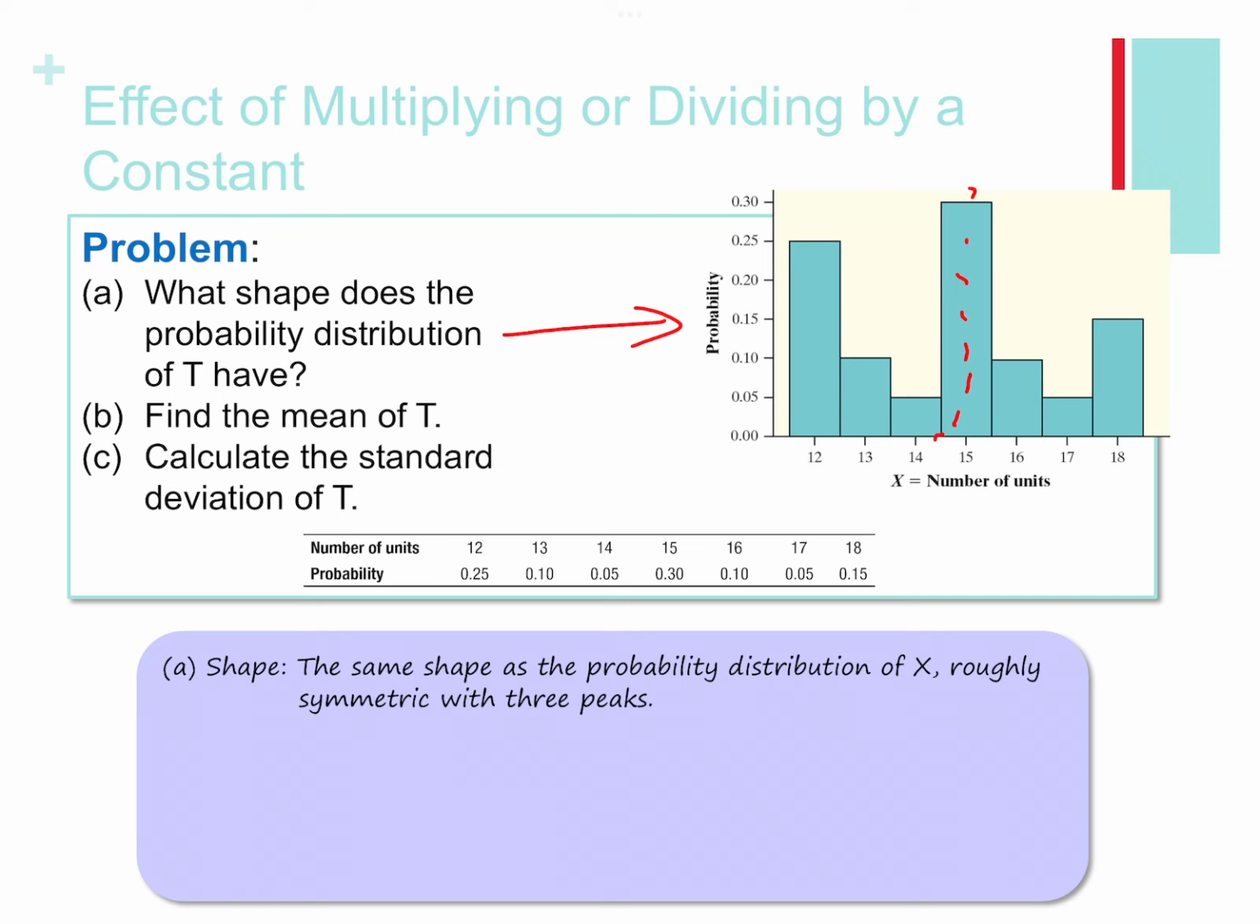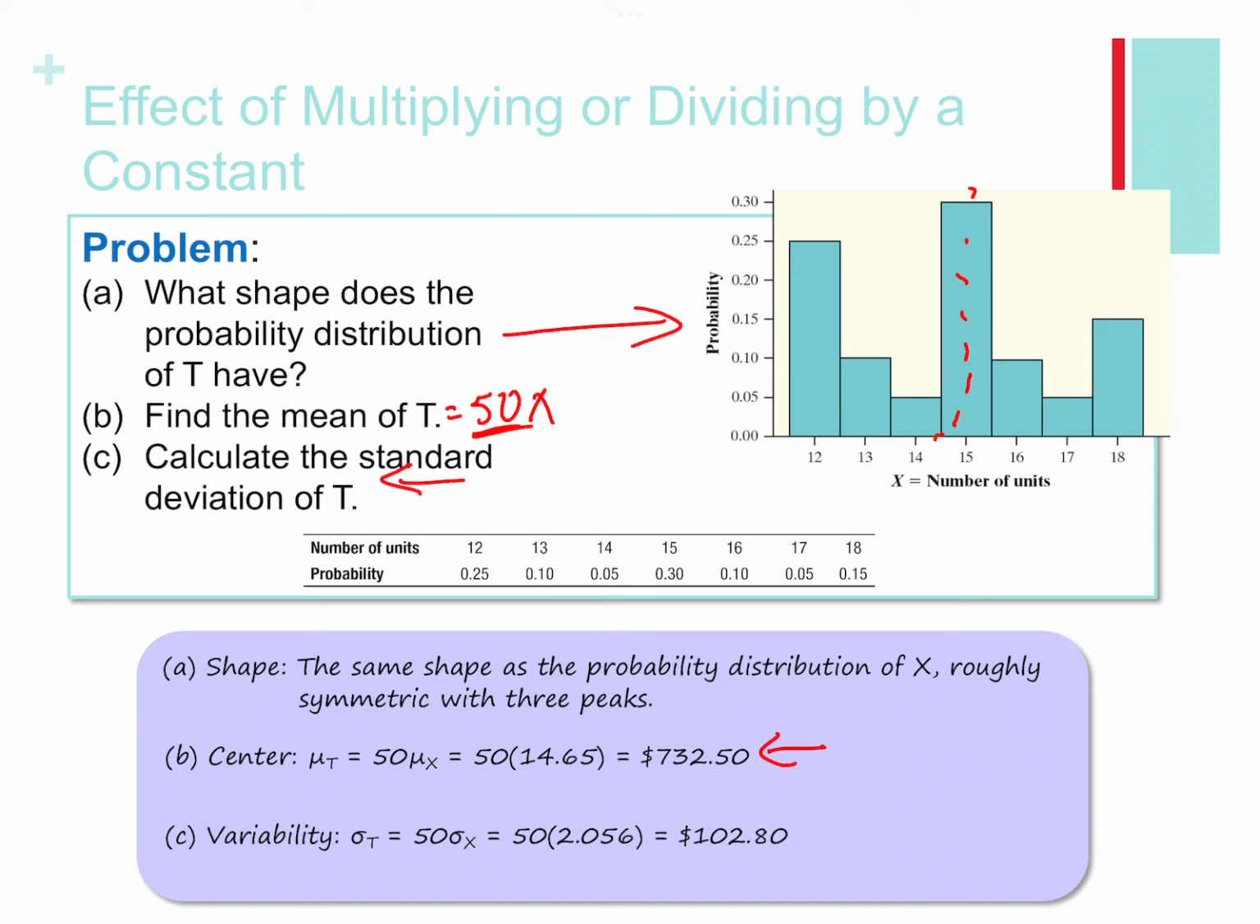To find the mean, remember that our t is 50 times our x. So from the rules, you multiply the mean times whatever this constant is. Our mean is simply 50 times the mean of x, which is 14.65. So our mean is $732.50. Our standard deviation also changes by just multiplying by the 50. So our standard deviation, notice my notation, just so that you're getting used to what the notation looks like, is 50 times 2.056, so $102.80 would be our standard deviation.